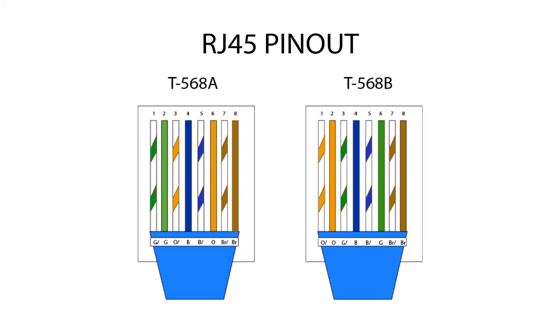A straight patch cable is when both ends of the cable are wired using the same standard, and it is the most common type of Ethernet cable used on a LAN. This is used in hubs, switches, routers, and also connects dissimilar devices together.